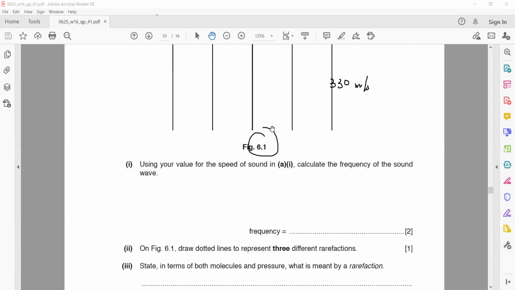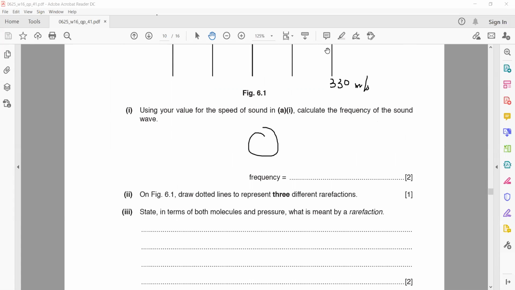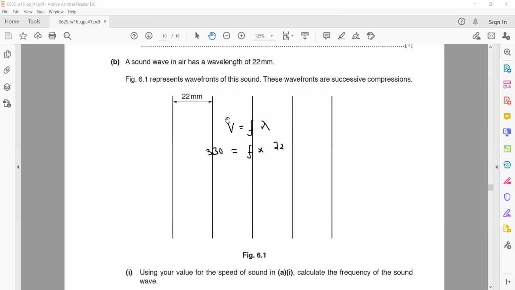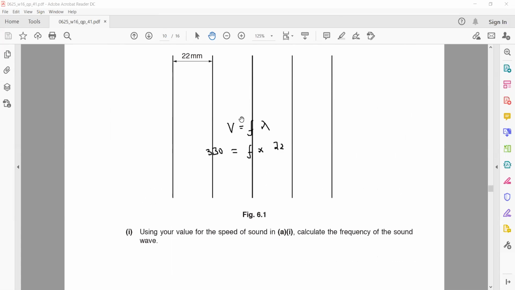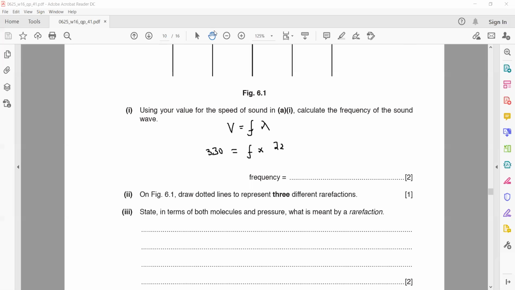So the formula which relates the frequency and the wavelength with speed: V is equal to F lambda. V is the speed which is typical speed 330. F is the frequency, we don't know. And the wavelength is 22 millimeter, but this should be in meter. So how to convert millimeter into meter? Divide by 1000.